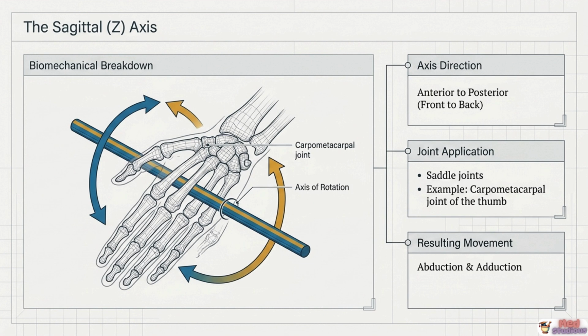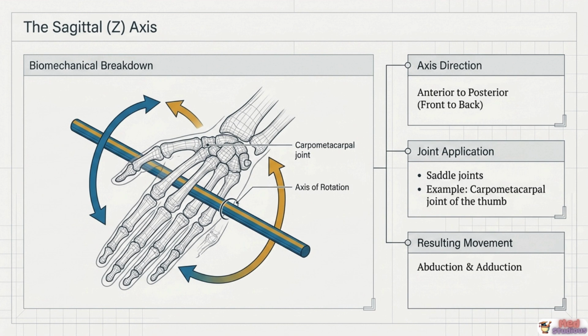The example shown here is the carpometacarpal joint of the thumb, a saddle joint, one of the most mobile joints in the human hand. Rotation around the sagittal z-axis produces abduction, moving a limb away from the midline, and adduction, moving it back toward the midline. This axis also governs lateral flexion of the spine, bending sideways, and the opening and closing movements of the fingers. Understanding the z-axis and its associated abduction-adduction movements is essential for analyzing hand function, hip biomechanics, and spinal lateral bending in clinical practice.